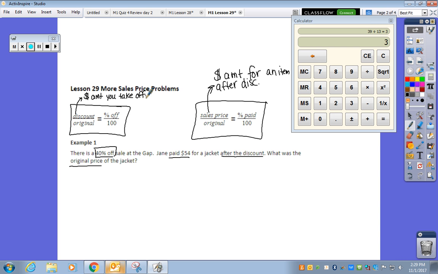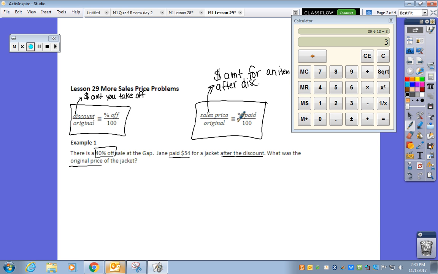In this problem, we're given the percent off, but what we're given for the dollar amount is the amount she paid after the discount. If you recall from previously, the sales price is the amount you pay after the discount. So in other words, this percentage does not match up with our dollar amount. I do not have a discount. I have a sales price.